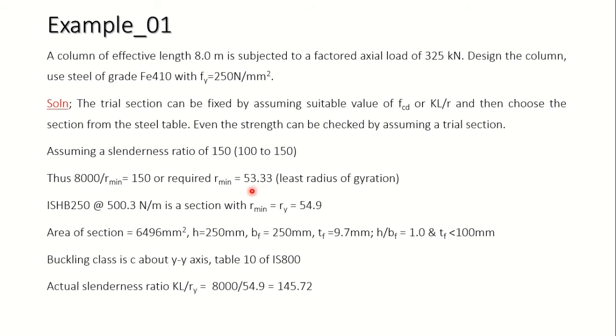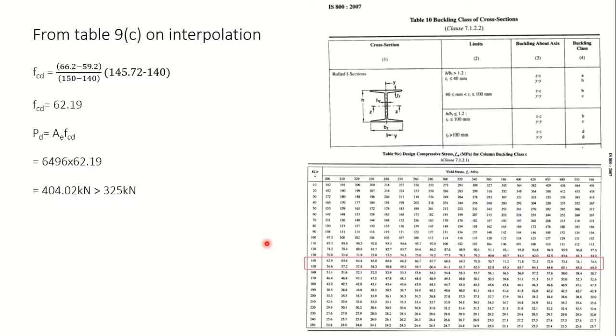Since the radius of gyration required was 53.33, we have adopted a section with the radius of gyration higher than this. So what will be the actual slenderness ratio, that is actual KL by r? It will be effective length 8000 divided by the radius of gyration of the section we have adopted. So 8000 divided by 54.9 comes out to be 145.72.